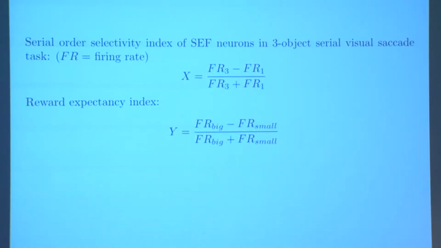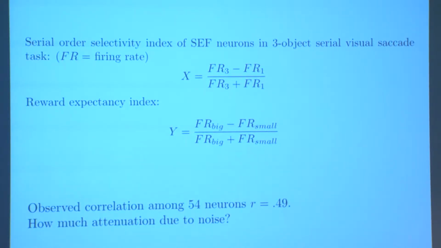What he and the graduate student did was an experiment with two different kinds of experimental manipulations. One was the same sort of three-object serial visual saccade task, that's an eye movement task, and they looked at the difference in firing rate for the third object versus the first, normalized here. And then they also instead manipulated the reward size, either big or small, and they did the analogous thing for reward. They looked at the firing rate for the large reward versus the small. I was there when she reported the results from analyzing 54 neurons, and she said, well, the correlation is 0.49, and he said, oh, really, that's smaller than I would have thought, because he thought it was really reward that was driving things.